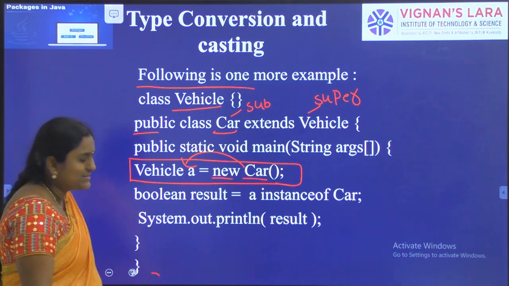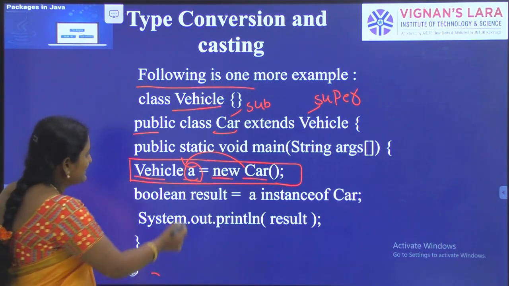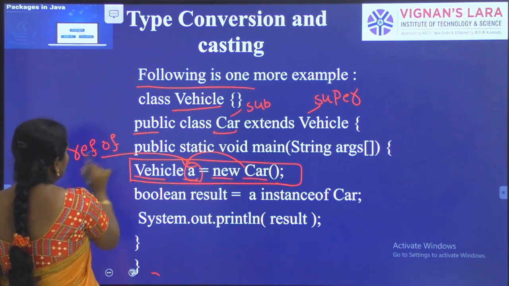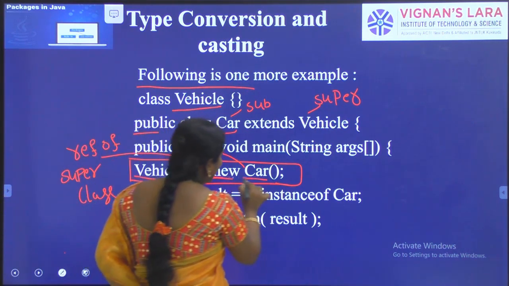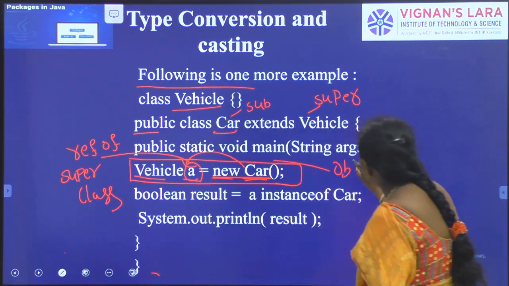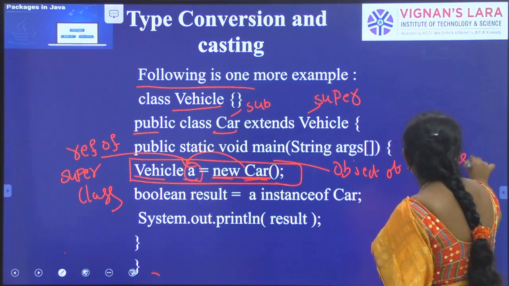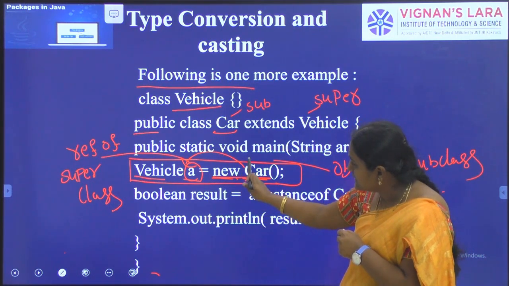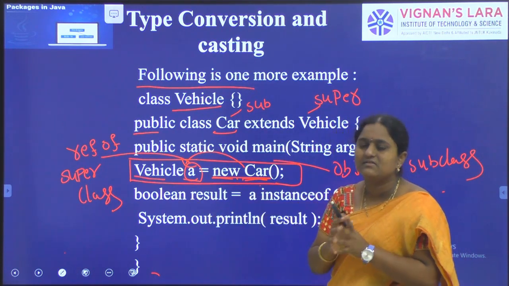Vehicle is the superclass. Here I am creating a reference of the superclass. So A is a reference of the superclass. Here new Car means an object of the subclass. So I am creating an object of the subclass, and the subclass object is assigned to the superclass reference variable.